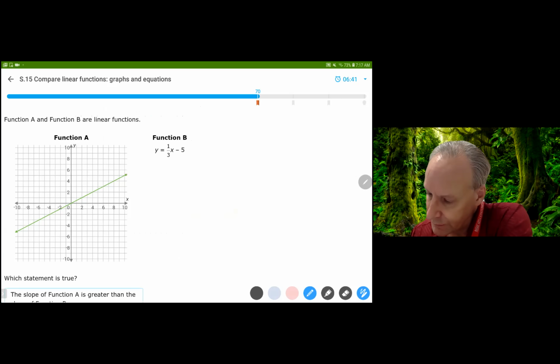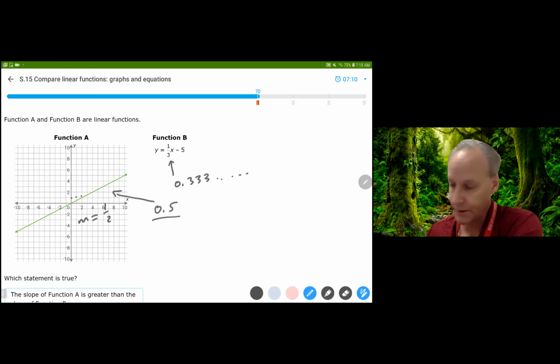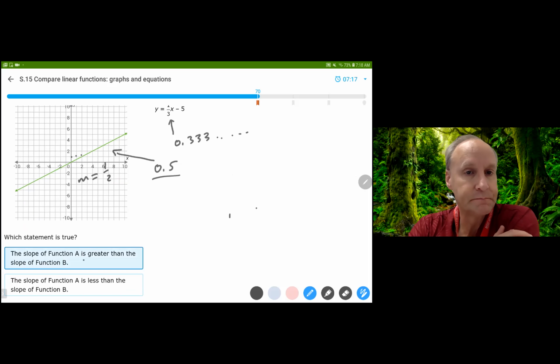Okay, the slope for this function a is 1/2, up 1 over 2. The slope is 1/2. And this slope is 1/3. It just so happens that 1/2 is greater than 1/3. 1/3 is about 0.3, and 1/2 is 0.5, isn't it? So 1/2 is greater than 1/3. Slope A is greater than the slope of function B.